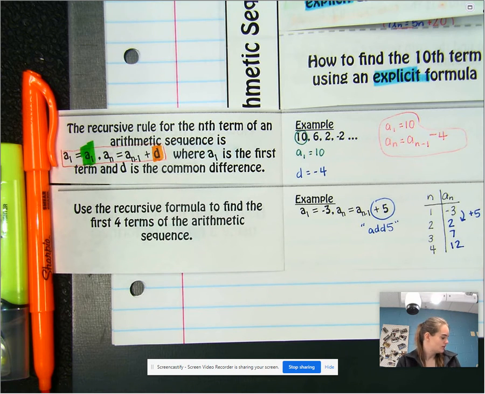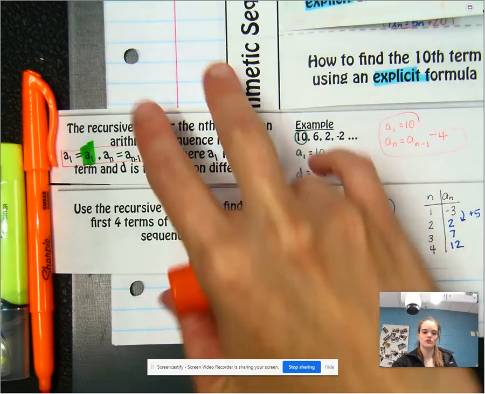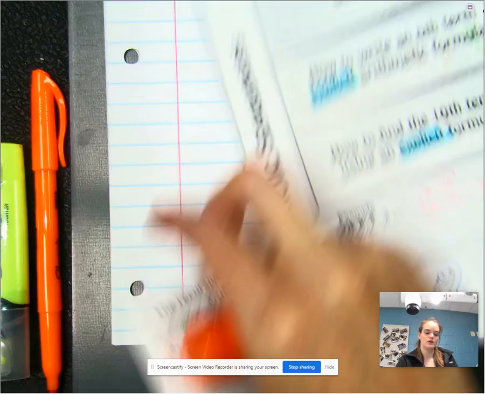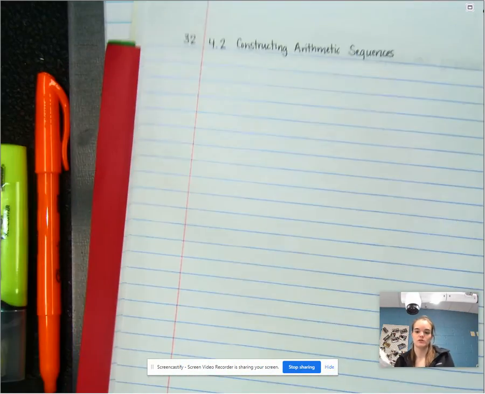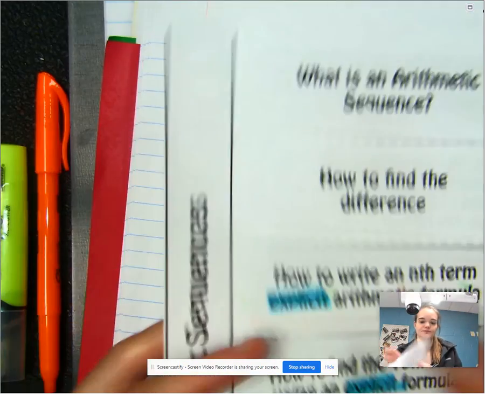We're going to go ahead and glue this in on page 32, or you wrote on 32. If you wrote on 32, make sure you wrote the formula down. If you didn't, go back, find the formula, write it down. You're going to need it.